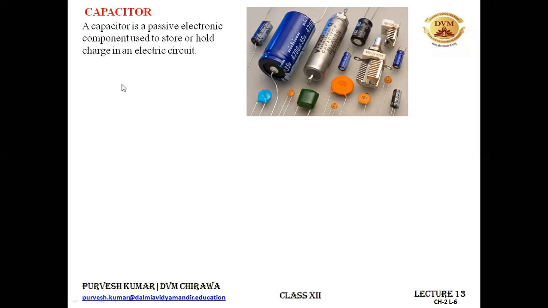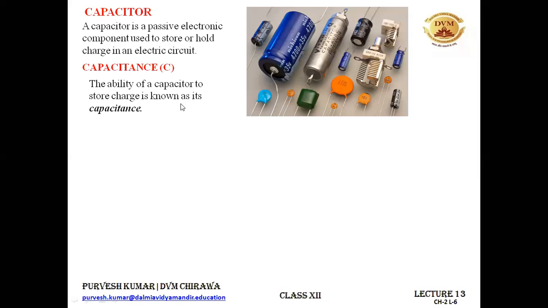Now let's move towards what capacitance is. The ability of a capacitor to store charge is known as its capacitance. How much charge a capacitor can store, that capacity or ability, is known as its capacitance. If the charge storage capacity is more, then the capacitance is more. If the charge storage capacity is less, then the capacitance is less. But mathematically, we will define it in another way. This is the physical definition of capacitance, the ability of a capacitor to store charge.